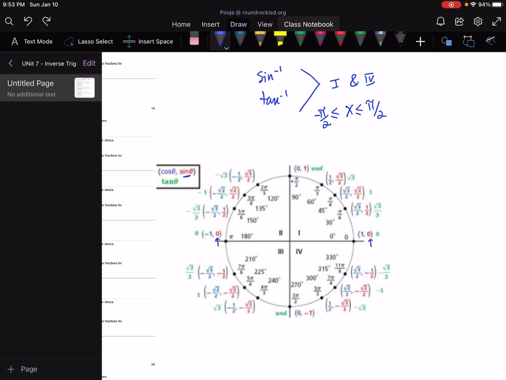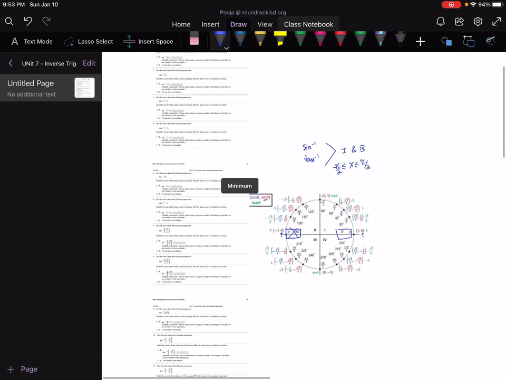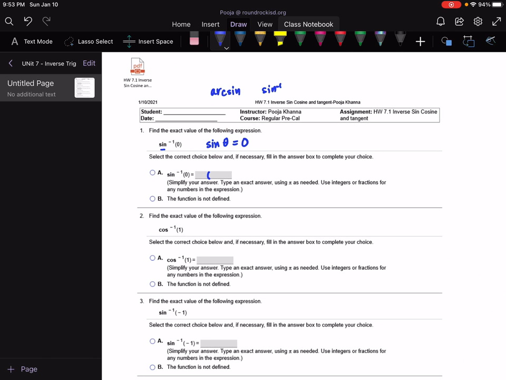So based off of the restrictions, I get two answers: 0 degrees, 0 radians, or pi or 180. And again, pi and 180 are going to be ignored just because they are not in the right quadrant. Our answer is 0. So if you plug in just a 0, that should work.